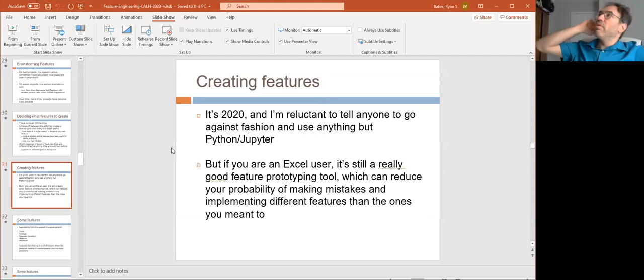So, okay, you've brainstormed your features. You've got a first pass sense of what features you want to create. How do you create them? Well, it is the year 2020, and I'm reluctant to tell anyone to go against fashion and use anything but Python or Jupyter because, man, I've been heckled for saying people should use Excel, but I'm gonna go ahead and still do it. If you're an Excel user, Excel is a really awesome feature prototyping tool.